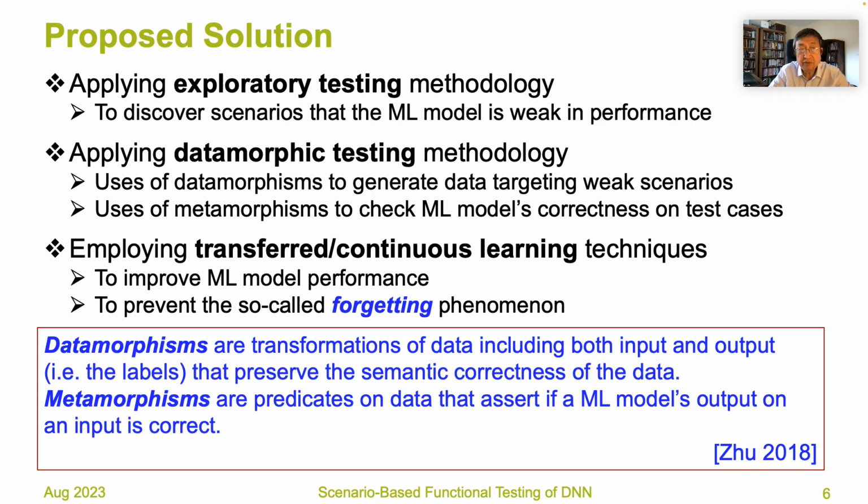The third component in our proposed method is to employ the so-called transfer or continuous learning techniques, which aim to improve machine learning models' performance when transferring from one domain to another. And we use it to prevent the so-called forgetting phenomenon.